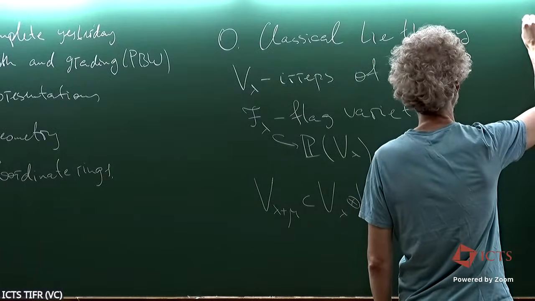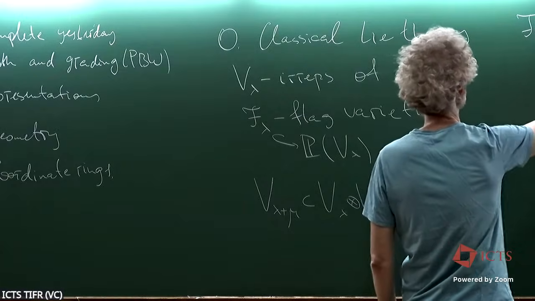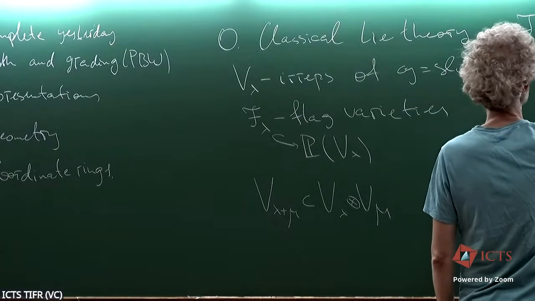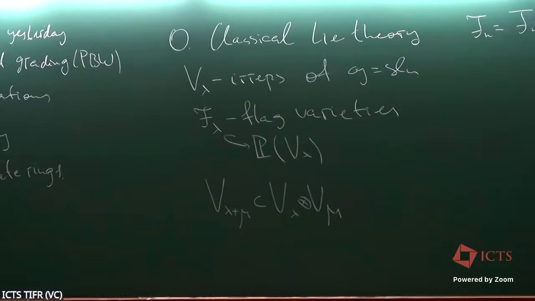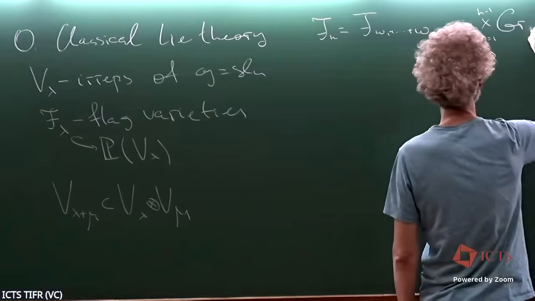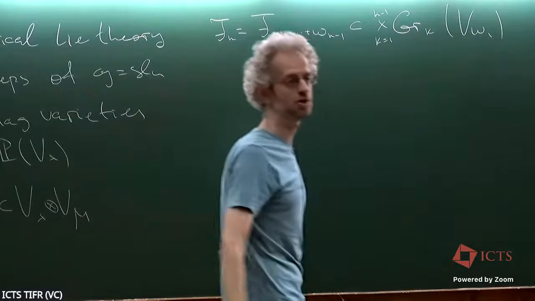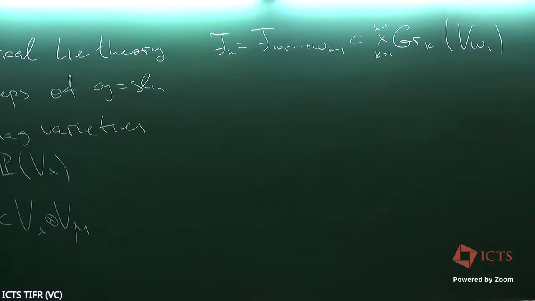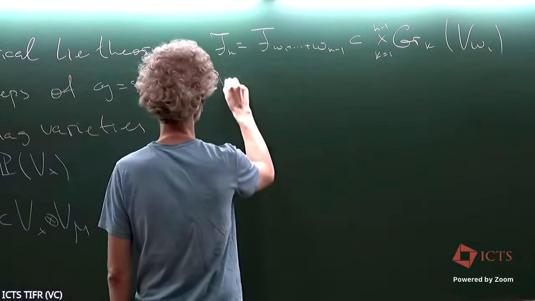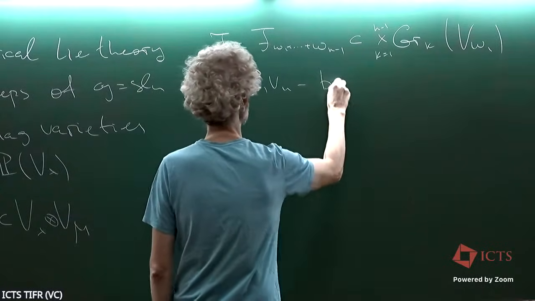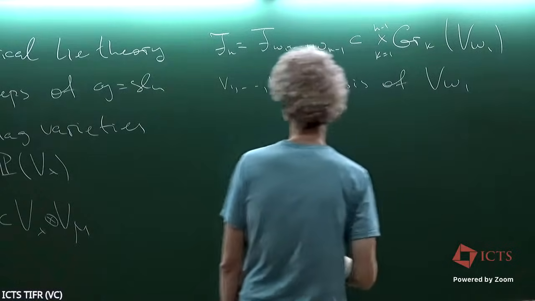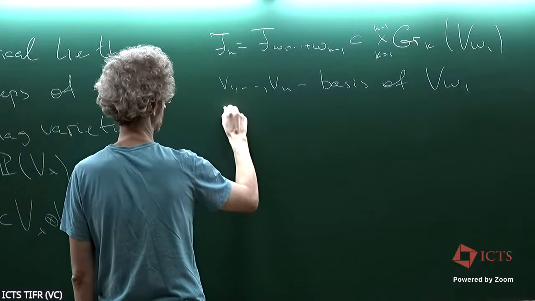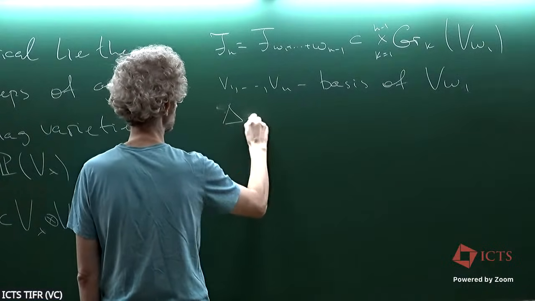So the flag variety Fn, which is F of omega 1 plus ... plus omega n minus 1, sits inside the product of Grassmannians, k from 1 to n minus 1, of Λ^k of V omega 1. So this V omega 1 is the fundamental vector representation of our SLN, so n-dimensional. And we've fixed a basis v1, ..., vn. So this is the standard basis of V omega 1. Right? And also we defined delta I's, the Plücker coordinates.